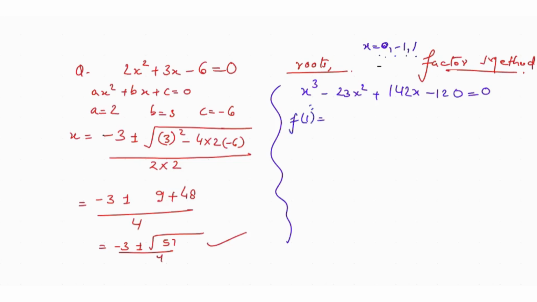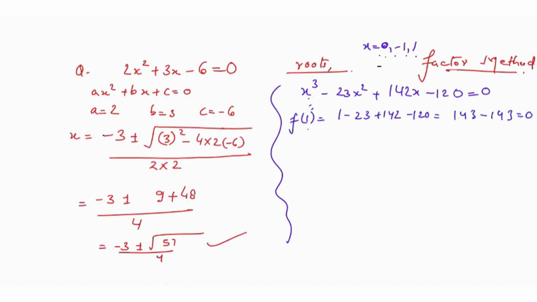So if I put x equal to 1, it will be 1 minus 23 plus 142 minus 120. So it's going to be how much? 143 minus 143. Oh, it's becoming 0. That means we have got 1 as its root. Do you get this, Triya?